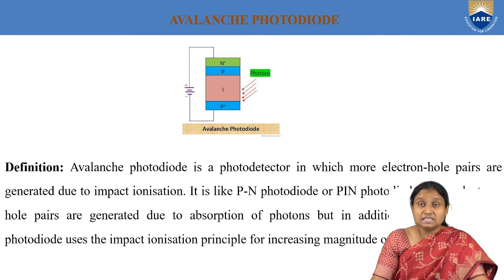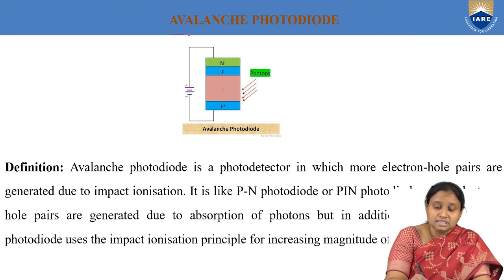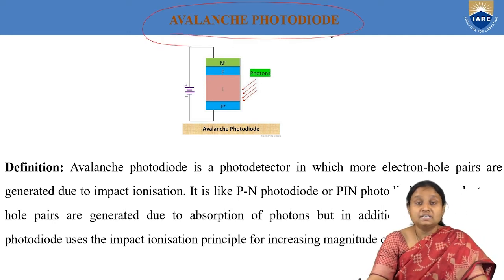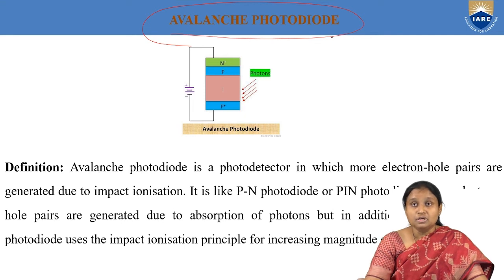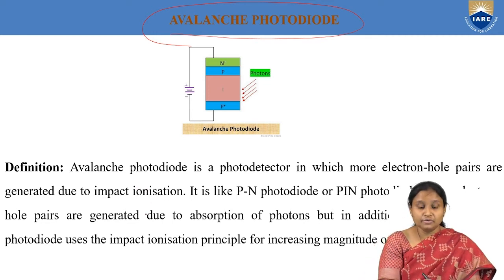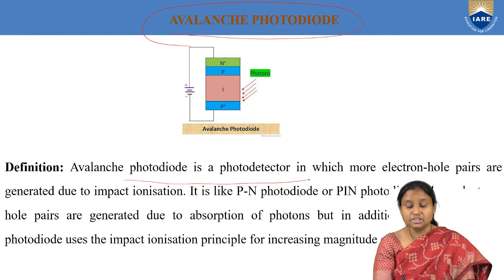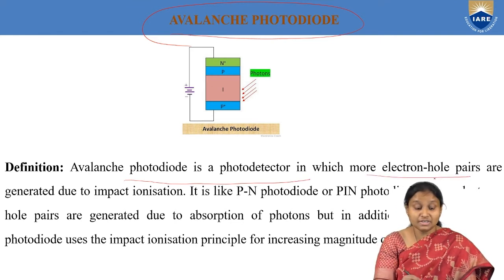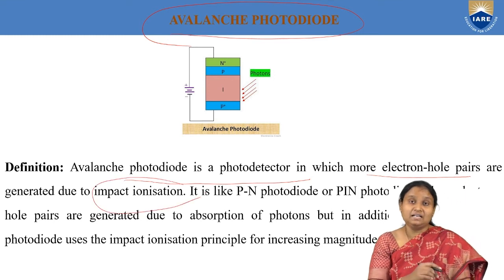Then coming to our second type of photodiode, the avalanche photodiode. This photodiode is modified in such a way as to have a large photocurrent. So what exactly is an avalanche photodiode? An avalanche photodiode is a photodetector in which more electron hole pairs are generated because of impact ionization.